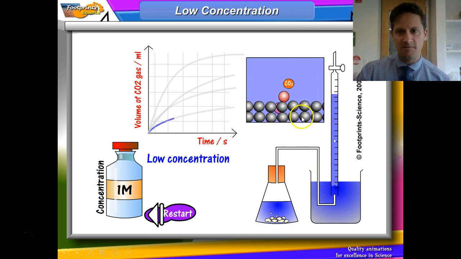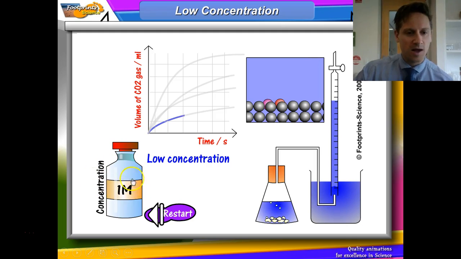So in this kind of image here, we've got a solution of concentration 1M. That stands for molar. So that's just a level of concentration. We won't get into exactly what that means in this video. We've got our chemical reaction here. So we've got a reaction vessel, a conical flask. We've got some marble chips in this flask and some acid. We've got a stopper on the flask.